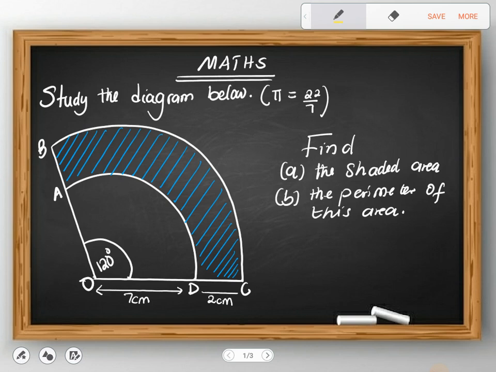The angle is common, but we've got OD, which is 7 centimeters, and DC, which is 2 centimeters. That means even OA is 7 and AB is 2 centimeters, because we know the properties of a sector.